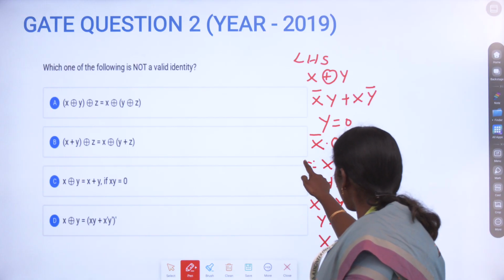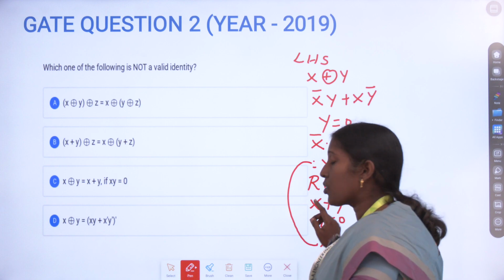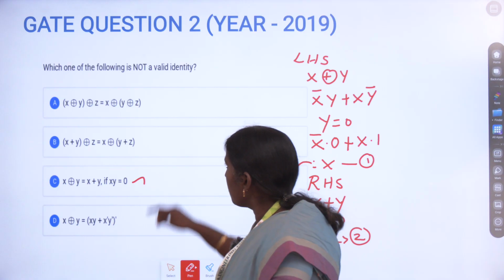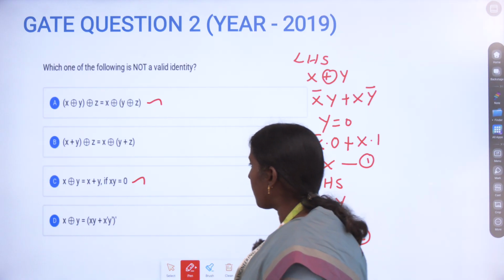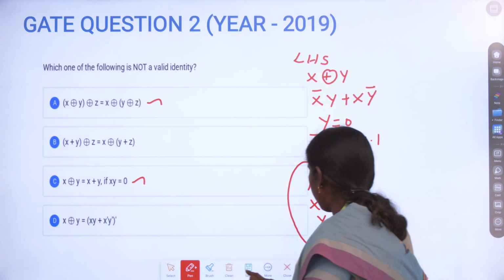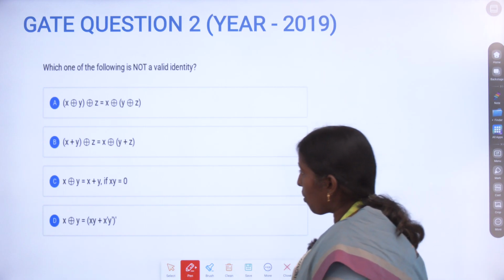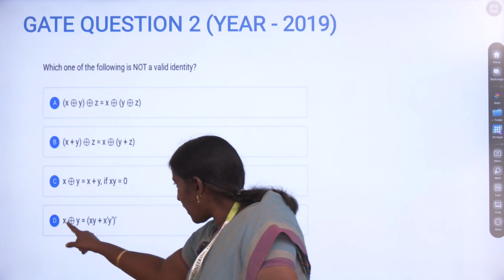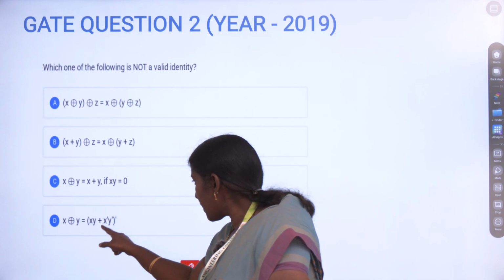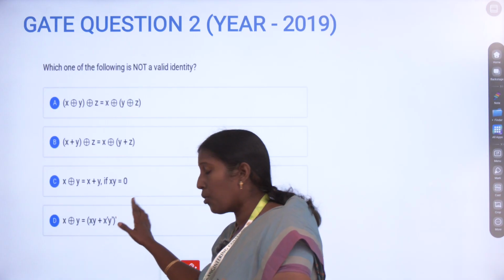So 1 and 2 are quite the same. So it implies that this is right. Okay, this is right, this is right. Let us see the fourth choice. What is your fourth choice? X XOR y is equal to (xy plus x dash y dash) the whole dash.